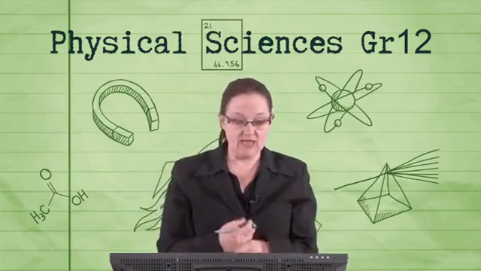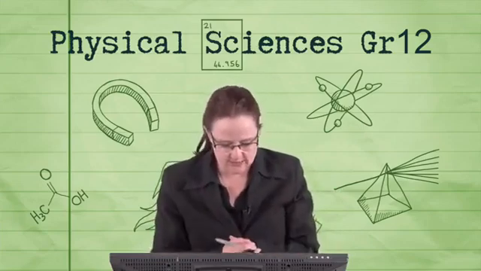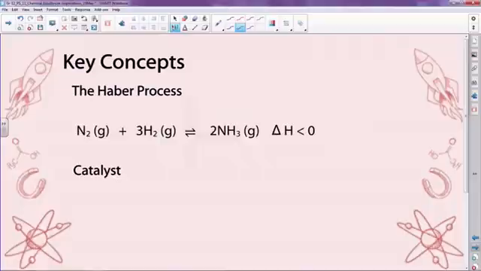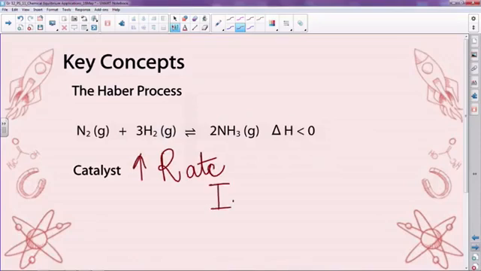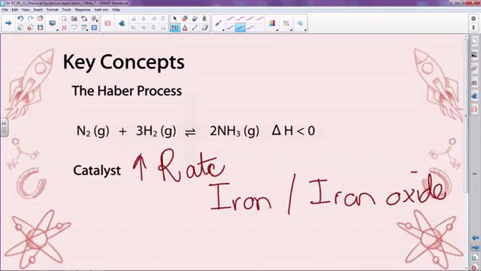The next thing we can look at is a catalyst. Absolutely can use a catalyst. And why do we use a catalyst? Because a catalyst increases the rate. It has nothing to do with the equilibrium. It just means it gets there faster. And we use iron or iron oxide. Okay? Guys, please learn this. It's the one catalyst we don't actually really ever write into our equation, but you do need to know it, iron or iron oxide. Okay?